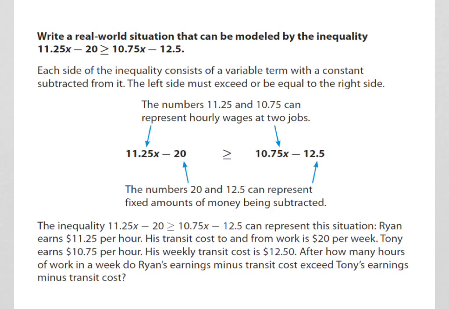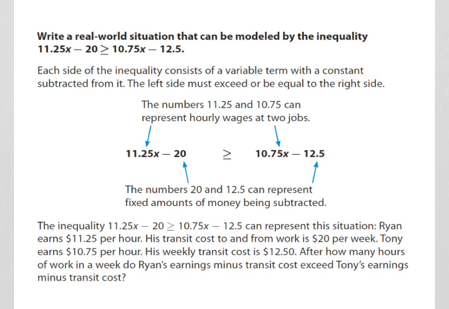Okay, so let's see what they mean by this. The inequality, since they're saying money, let's read it as money. The inequality $11.25x minus 20 is greater than or equal to $10.75x minus 12.5 can represent this particular situation. Ryan earns $11.25 per hour. His transit cost to and from work is $20 a week. So here he could work 40 hours or 10 hours or 5 hours or 2 hours, and to and from work will cost him $20.